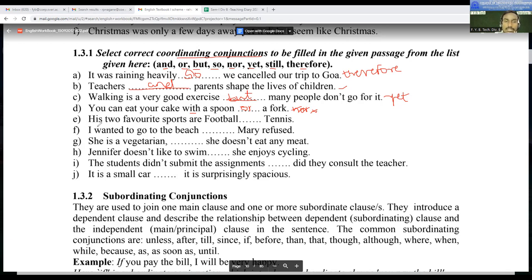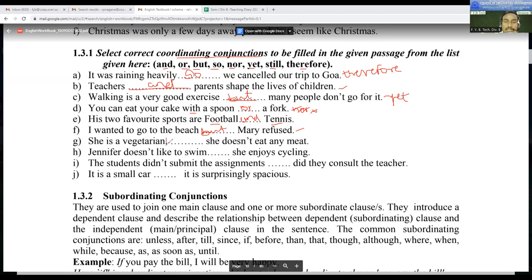E. His two favorite sports are football, tennis. And. Then F. I wanted to go to the beach, dash. Mary refused. But Mary refused. Okay. She is a vegetarian, dash. She doesn't eat any meat.